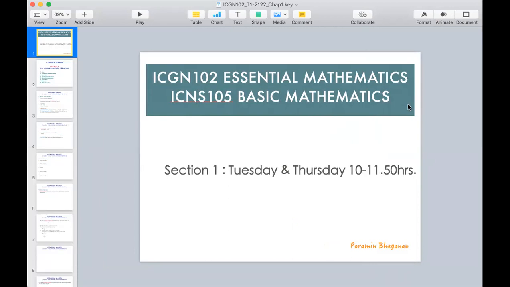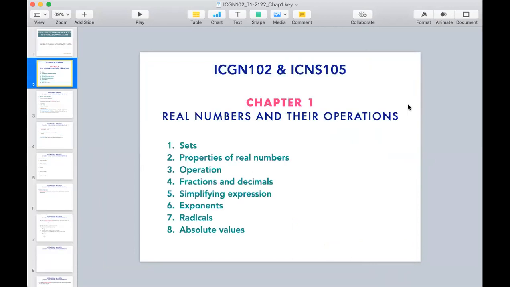Today we are going to talk about module number 1, the first module for this basic math class. In this module, what are we going to learn? We will learn about sets, properties of real numbers, operations in the real numbers, fractions and decimals. Then I'll talk about simplifying expressions, exponents, radicals, and then I'll end up with absolute values that I apply to the real numbers that we have to study.